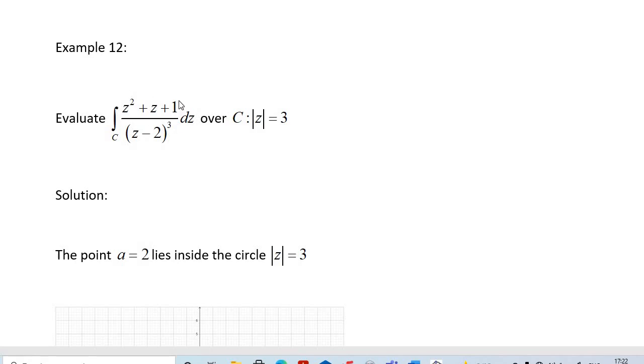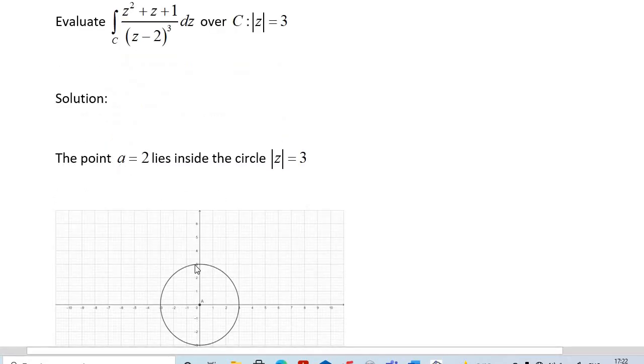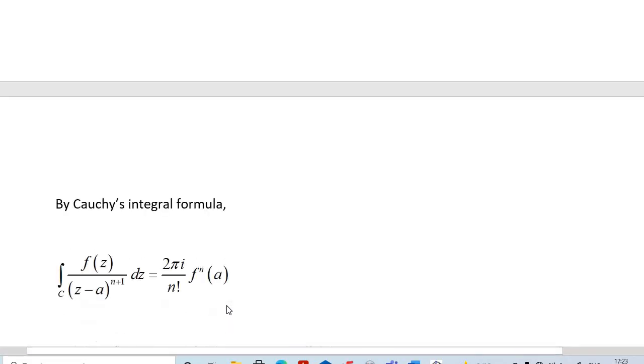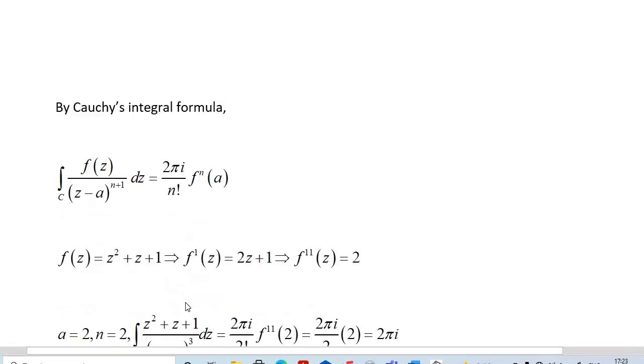This is our f of z. a is 2. Here the center is origin and the radius is 3 units. So a equal to 2 means this point lies inside the given contour or given circle. So we can easily use Cauchy's integral formula. This is our Cauchy's integral formula. I already told we need f double dash of a.